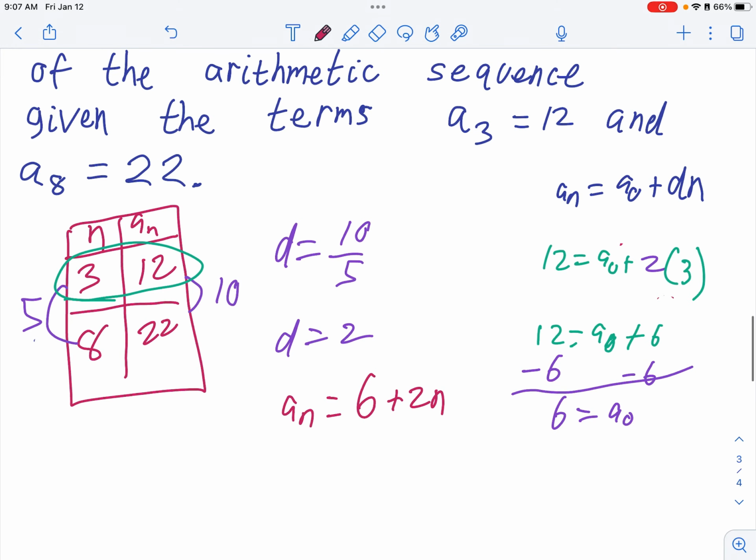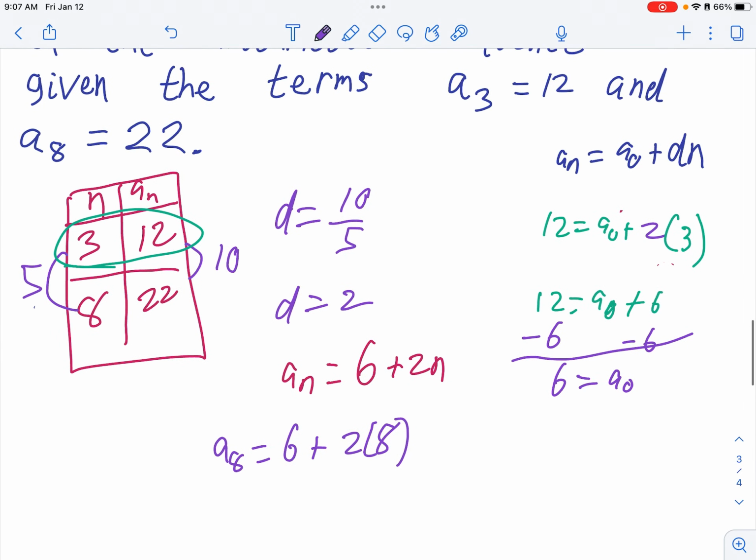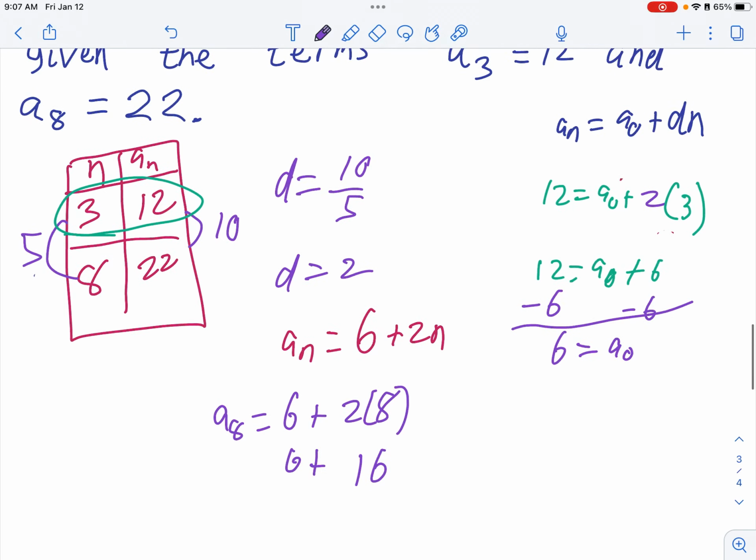Once again, to check your work, you can substitute the other term to make sure that it checks. So when I substitute 8 for n, because my number term is 8, 2 times 8 is 16. 6 plus 16 is 22, which is the result that I had, so it checks.